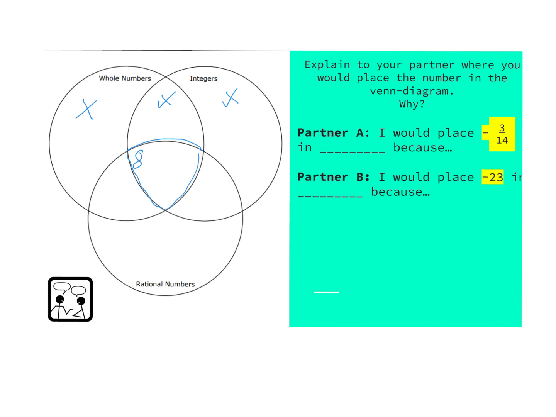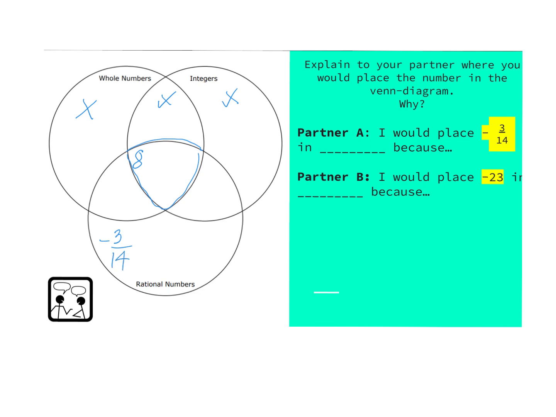Well, what about negative 3/14 here? Where would that go? Well, first I can see that it's a fraction. Therefore, it must be a rational number. And so, it can't be an integer because it's a fraction. So we'd have to put it in this place.